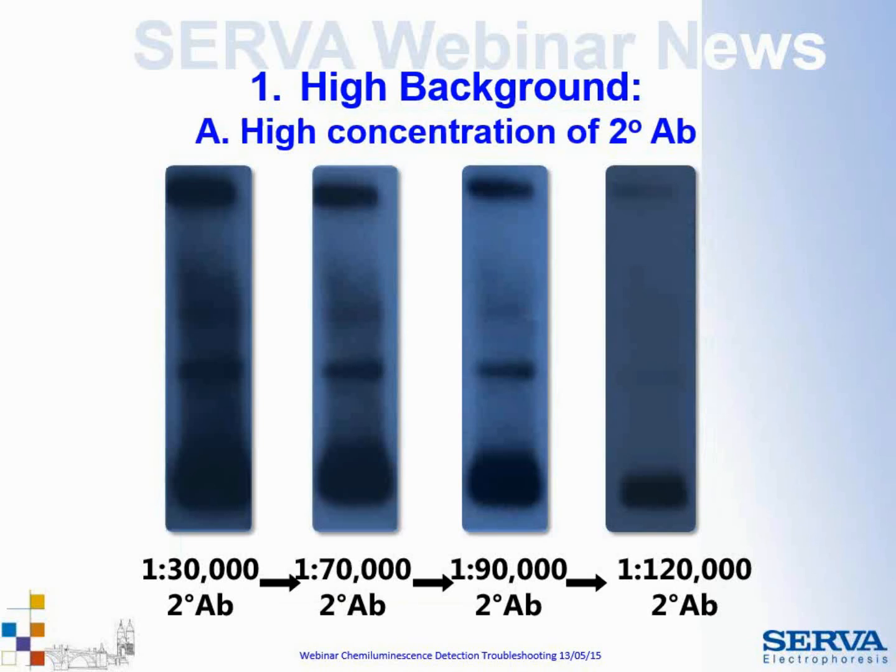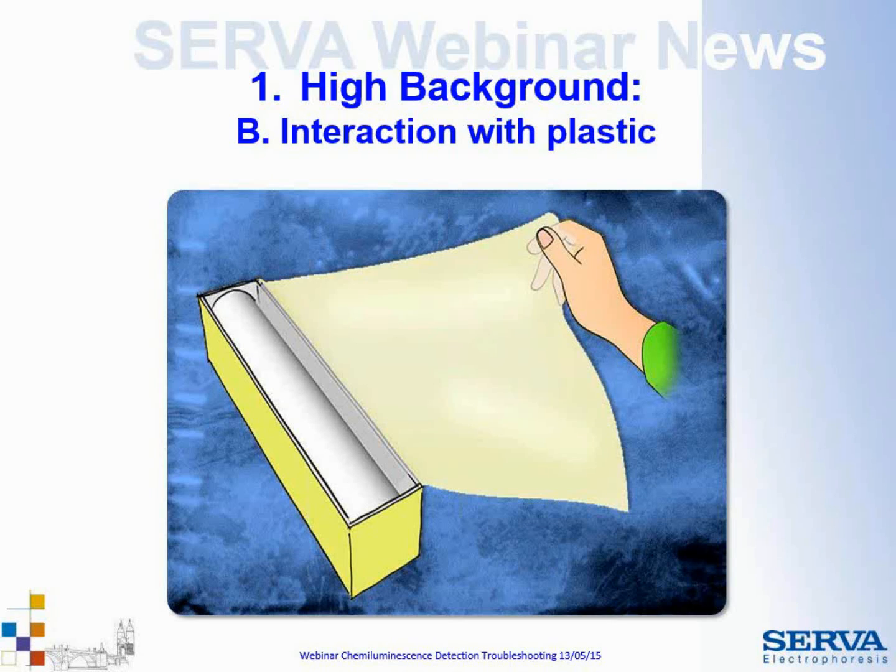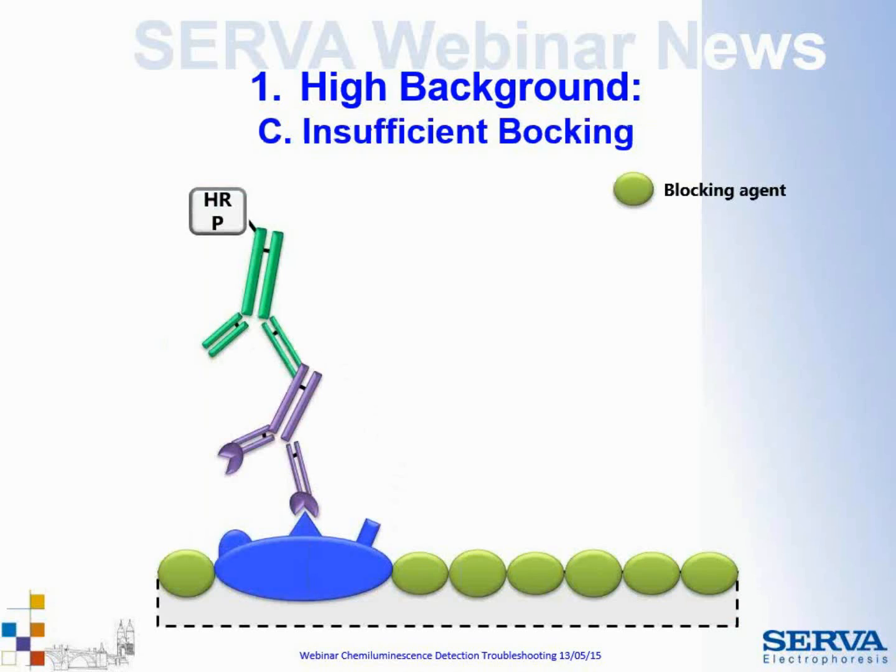As you can see in this titration, the higher the dilution of the secondary antibody, the better the signal gets. But if the dilution is too high, background becomes an issue again, because you have to expose longer, and then the background becomes higher again. Another point for high background is the interaction with the plastic used to wrap the blot in before film exposure. So you have to check whether the plastic is compatible with your method, and have to change or select a special quality of plastic.